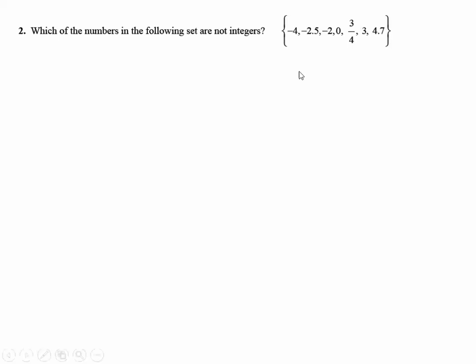Cool. All right, let's go for it. Integers, not integers, sorry. -4, that's an integer, right? That's the whole numbers, negative and positive. -2.5 is not an integer. -2 is an integer, that's fine. 0 is an integer. 3/4 would not be an integer. 3 is an integer, and then 4.7, no. So anything that's a fraction or a decimal is not going to be an integer.